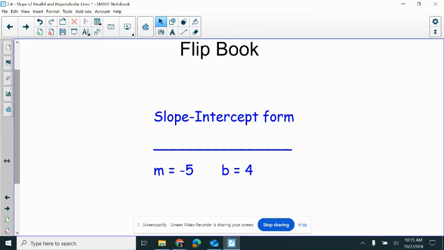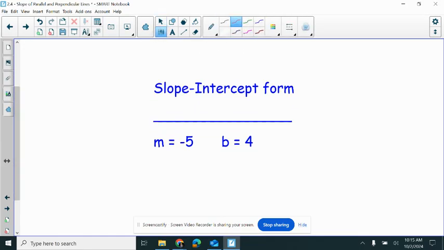So we know that slope-intercept form, which we just wrote down, is y equals mx plus b. If I know the m and the b, all I have to do is plug in those 2 numbers to write an equation in slope-intercept form. So the m goes next to the x, and then we have the b. Y equals negative 5x plus 4.